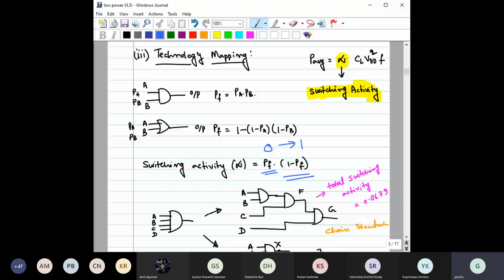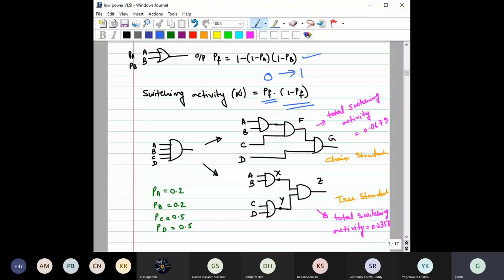We have considered PA and PB. PA is the probability that input A is 1, PB is the probability that input B is 1, and PF is the probability that this output is 1. Then for this AND gate, the probability of the output being 1 is given by the probability that both inputs are 1, because only then will the output be 1. Similarly, we have seen it for other gates also. For example, for the OR gate, it would be like this, right?